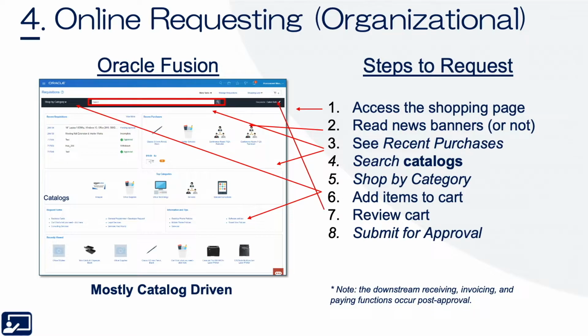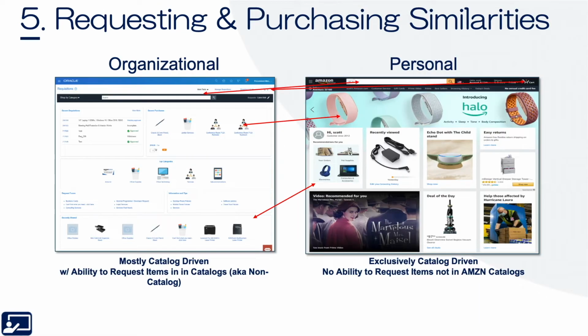You access the shopping page. Again, you read the news banners or not. You see recent purchases. You search catalogs, shop by category, add items to your cart, review your cart, and submit for approval. Note the downstream receiving, invoicing, and paying functions occur post-approval. That's a little bit different.